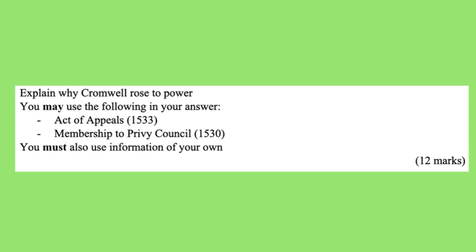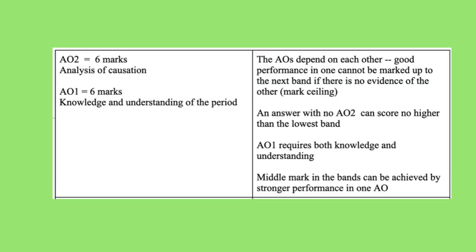12 marks. This is the mark scheme for this question, which you can find out about in more detail in the overview video. 6 of the marks for this question are for AO2, which is your analysis of causation. This question is all about explaining why, so you need to identify some features, not just the ones in the stimulus points, but ones from your own knowledge, to try and explain why you think that Cromwell rose to power.